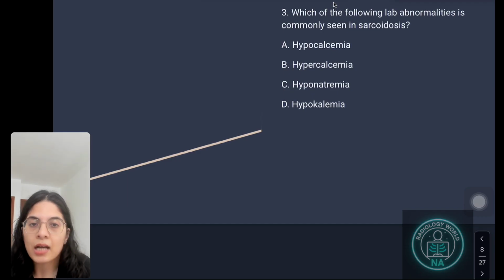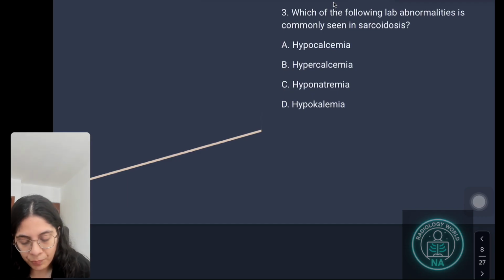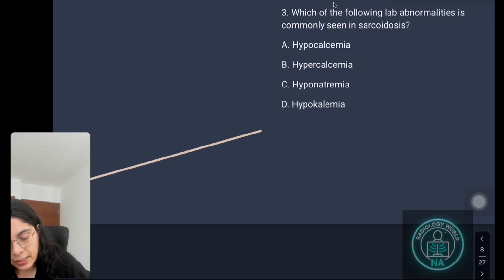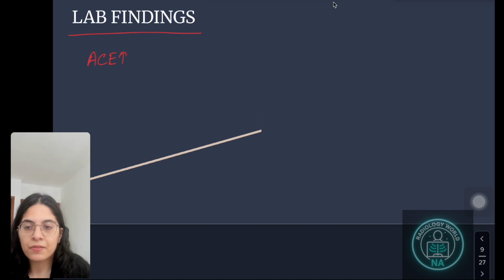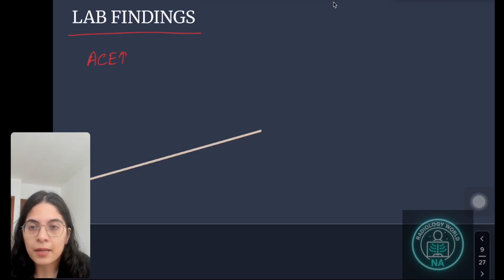Okay, next important thing is, which of the following laboratory abnormalities is commonly seen in sarcoidosis? Here we need to know what the clinical and laboratory abnormalities are. So what are the lab findings? You will see that the ACE levels, the angiotensin converting enzyme levels, are going to increase in sarcoidosis, right? This is very, very important, and in some way or other they will give you in the clinical vignette that the angiotensin converting enzyme is elevated.